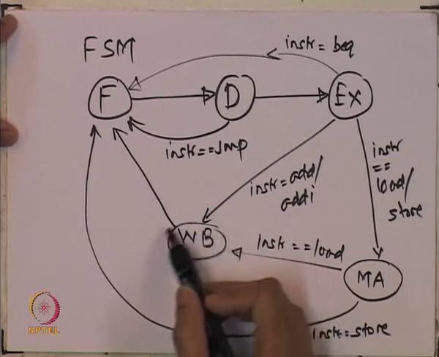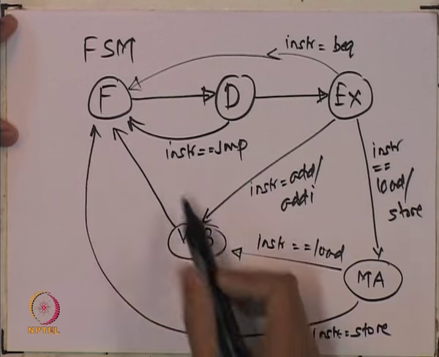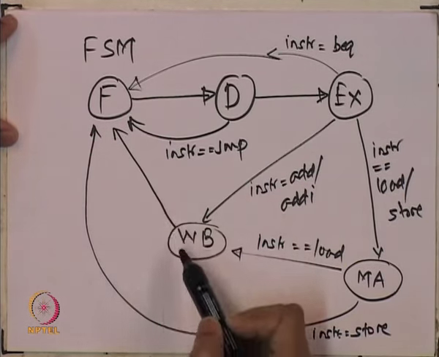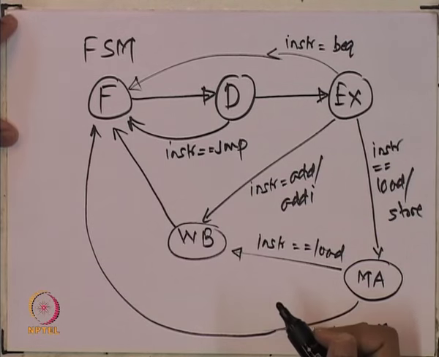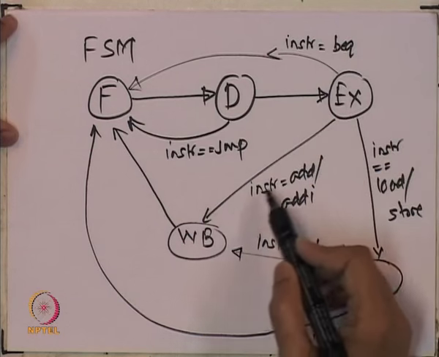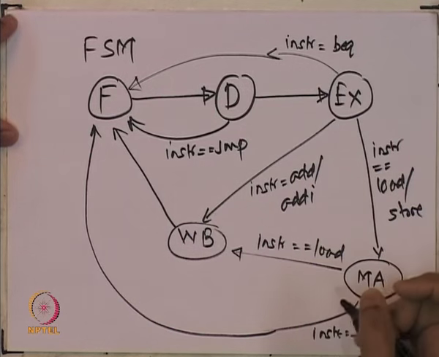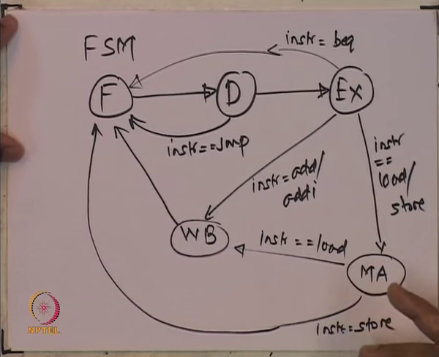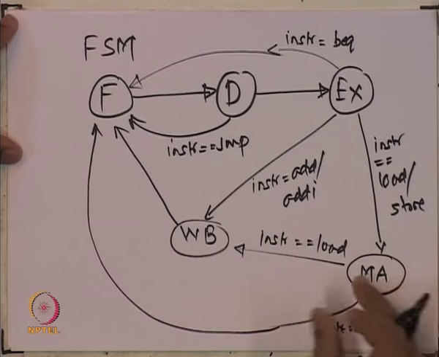Another example is WB to F. This will trigger at every triggering edge of the clock. It will not depend on any other input. But many other transitions depend on the type of the instruction. So, this can be regarded as input to this FSM.